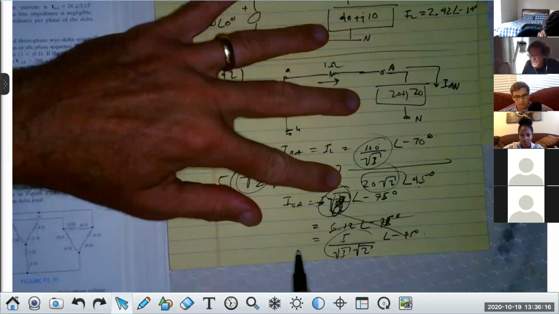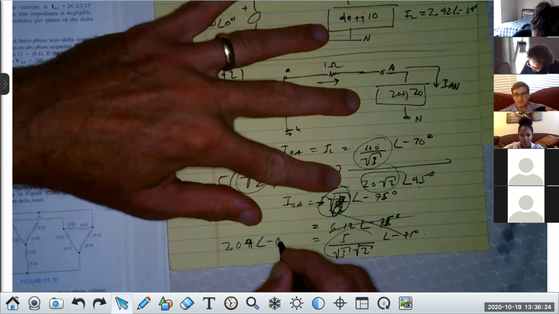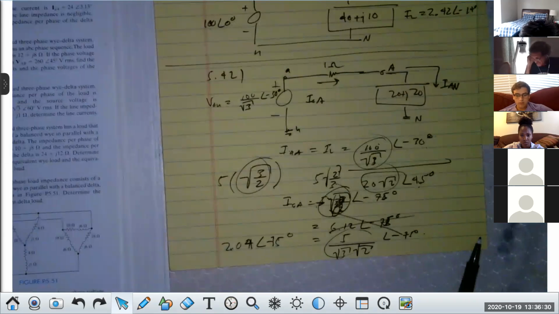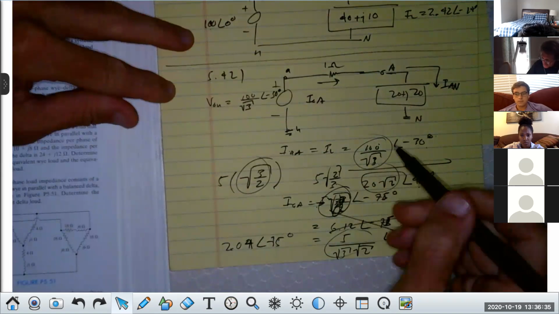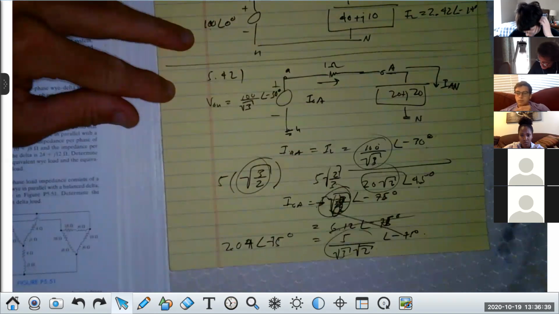What did you get, guys? 2.04. Yeah, that sounds right. 2.04 at an angle of minus 75, right? Yes. I'm sorry. I'll slow down a little. Are you good on that? But this is the essence of it right here. You take the voltage divided by the impedance. Oh, wait a second.